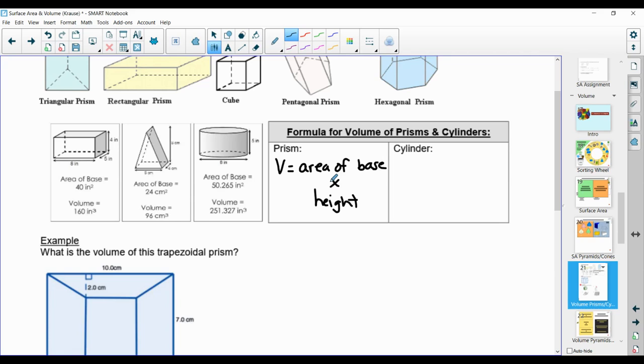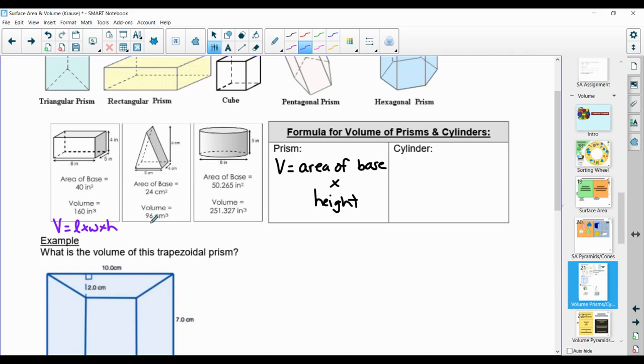And so if we were talking about the volume of a rectangular prism, this is going to be length times width times height, because the base is a rectangle. Rectangle is length times width. Area or the height is height.